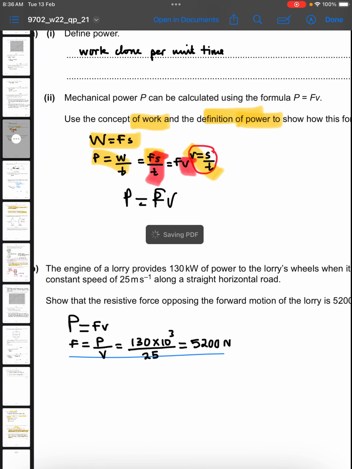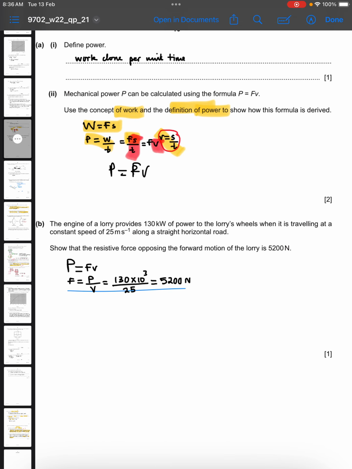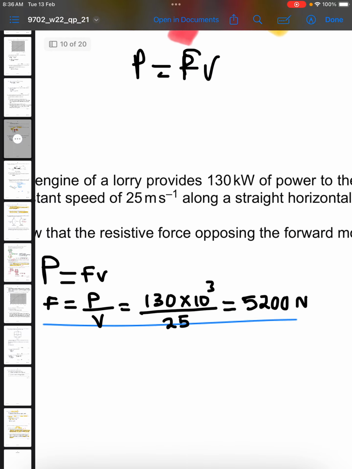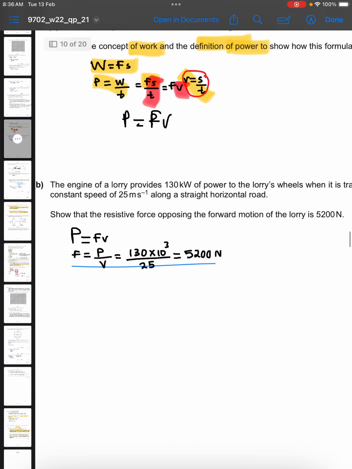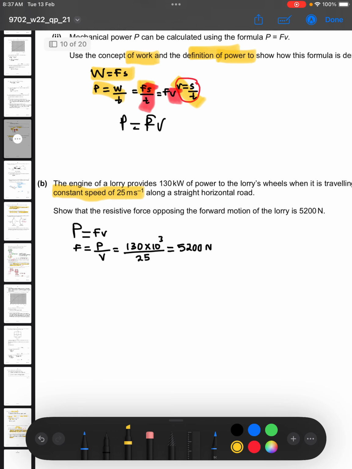So the next question says, the engine of the lorry provides 130 kilowatts of power to the lorry's wheels when it is traveling at a constant speed of 25 meters per second along a straight road. Show that the resistive force opposing the motion of the lorry is 5,200 newtons. Now, understand the first things first. The lorry is said to be traveling at a constant speed of 25 meters per second.